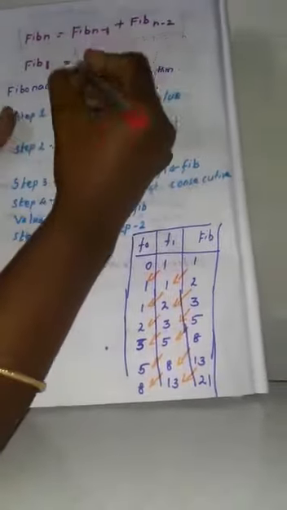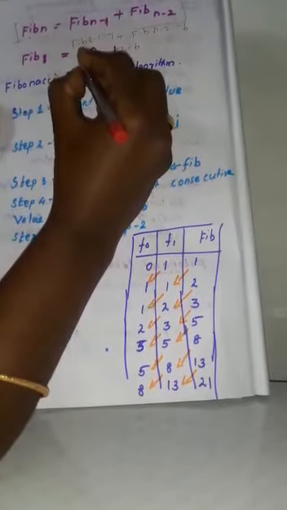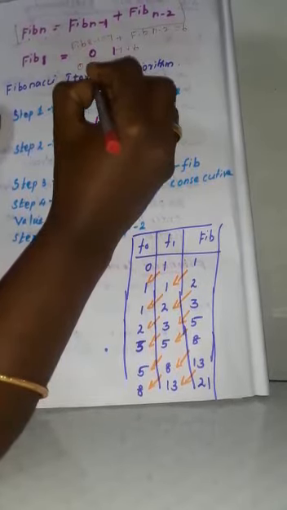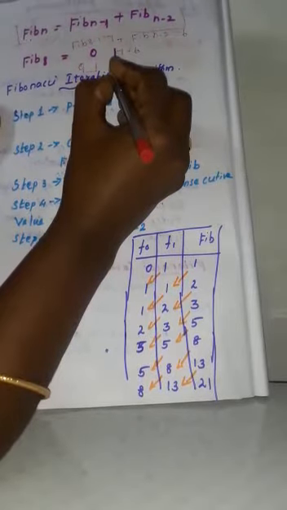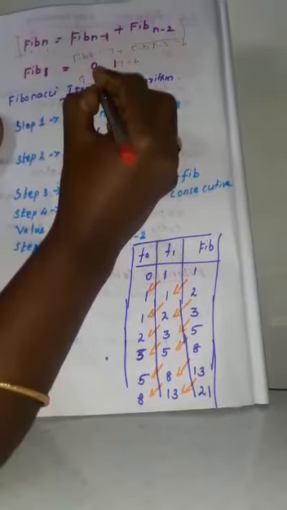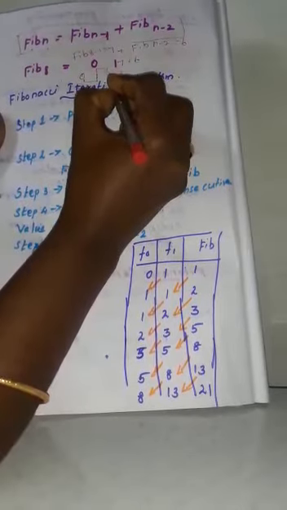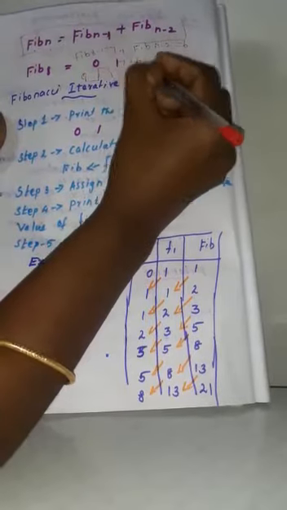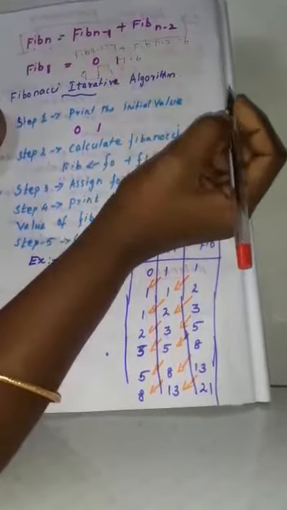Okay. For example, here 0, 1 is the initial value. Adding the first two values 0 and 1, what is the result? 1. Next, you add 1 plus 1. What is the result? 2. Next, add 1 plus 2. The result is 3. Next you add 2 plus 3, 5 is displayed. Okay.